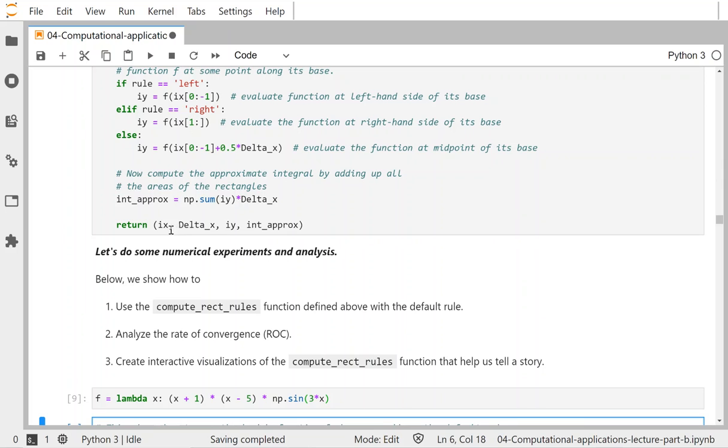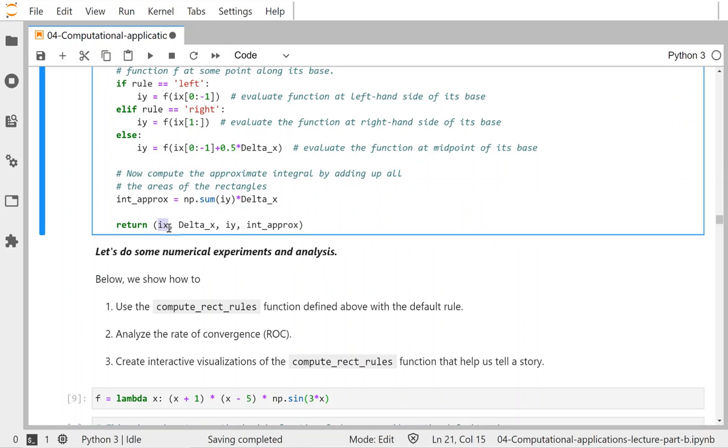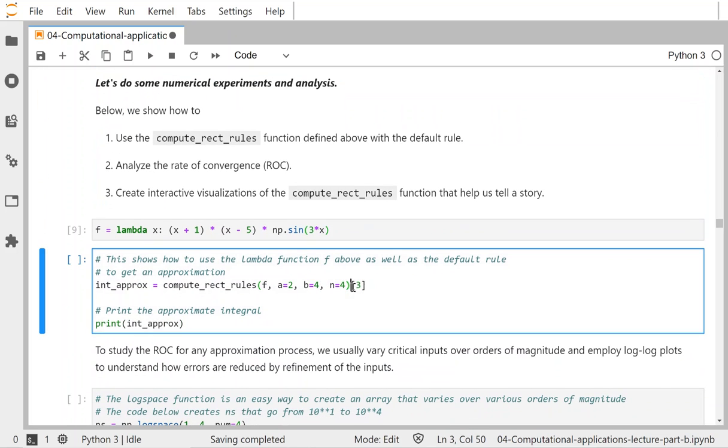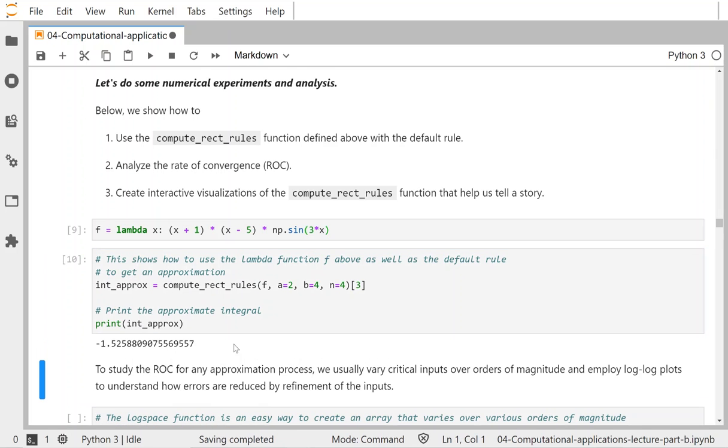Now, look at what I return. I skipped over that. We return I sub x, delta sub x, I sub y, and the integral approximation. I return all of these things because some of these are useful for plotting, as I'll do later, but I only want to look at the integral approximation, so I want this fourth output. Because Python indexing starts at 0, I use 3. So that returns the integral approximation, and we look at it, and we get negative 1.52588 and some additional numbers.